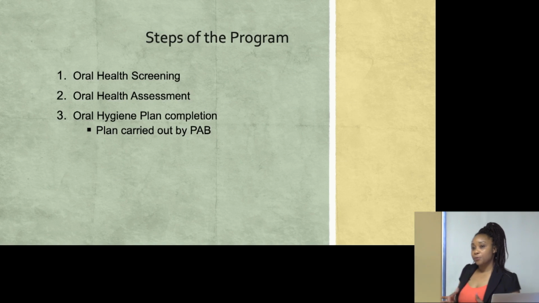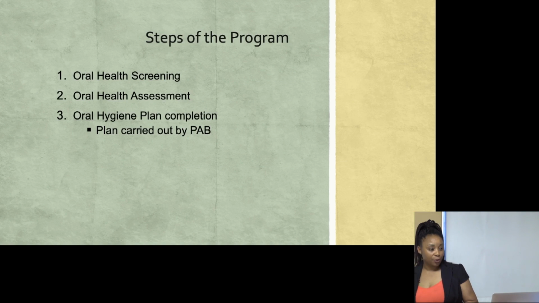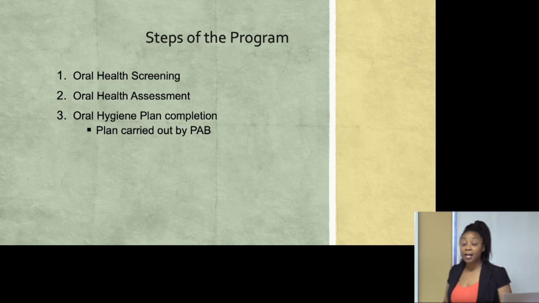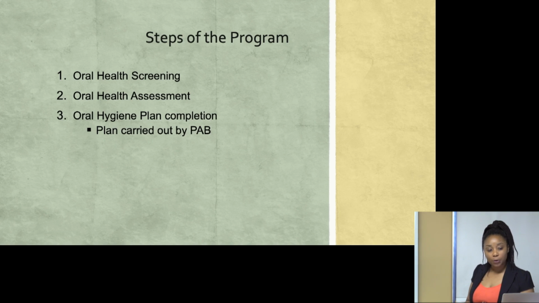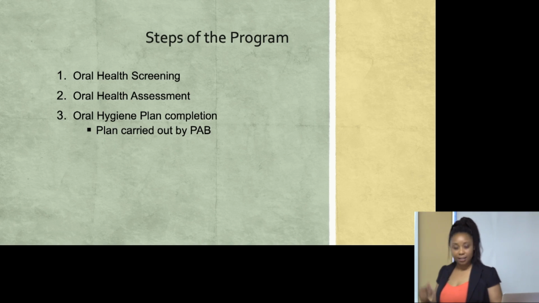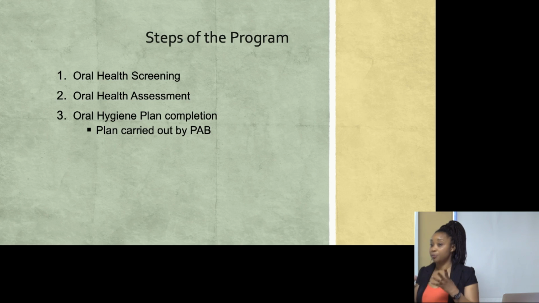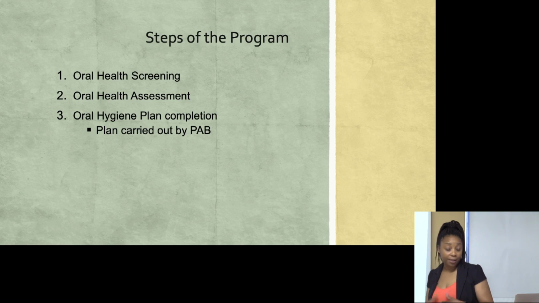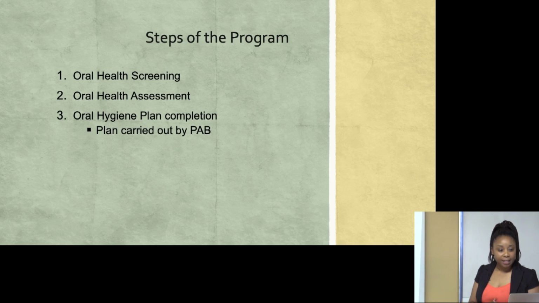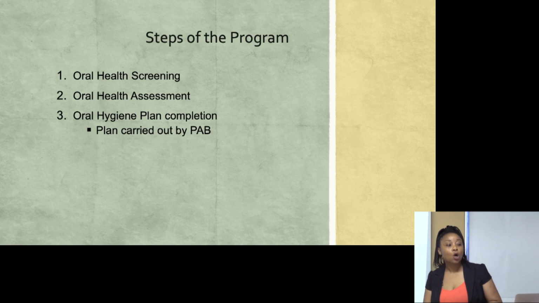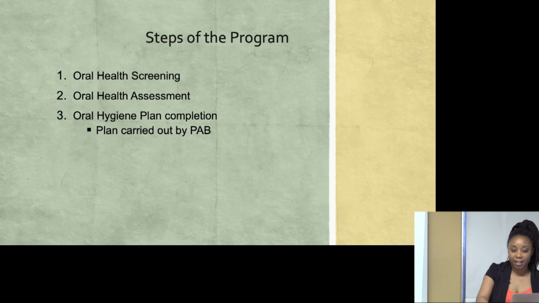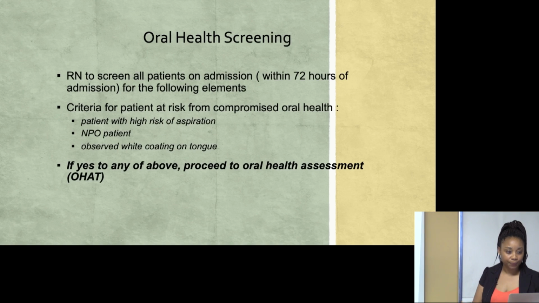So basically, we have three essential steps in this program. The first one is the oral health screening, which is done by the RN upon admission. We have 3 days to do that. We also have what we call an oral health assessment, which, as it says, assesses what the presentation of the patient's oral health is. We then go ahead and complete an oral hygiene plan, which is then communicated to the PABs, who will carry out the oral hygiene care of the patient.